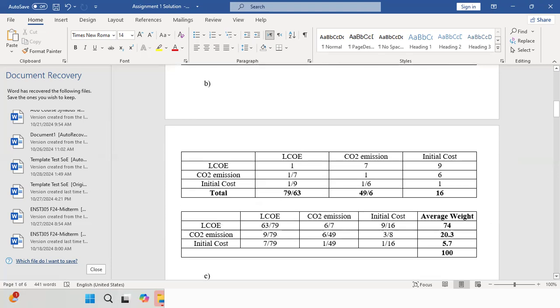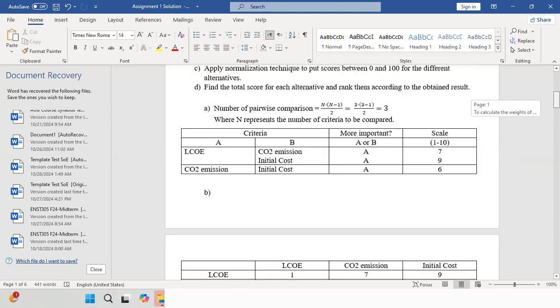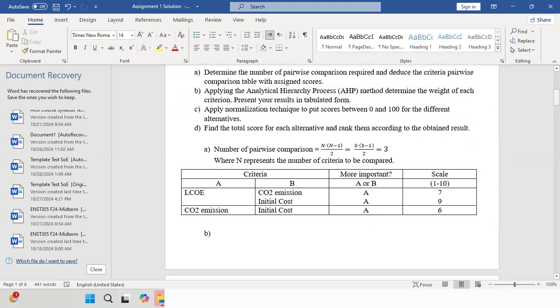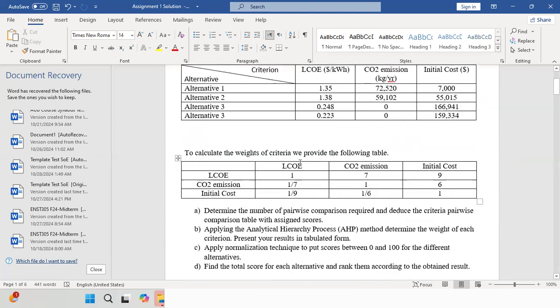Okay. Now, once this step is done, we are used to such type of questions. They gave me this table, so now I can use it directly. I go back to this table. What I need to do is to get the weights of LCOE, CO2, and initial cost. So as usual, the technique is to do first the summation per column. So I sum these scores for each column. Then for each column, I divide each number by the summation of the same column, okay?